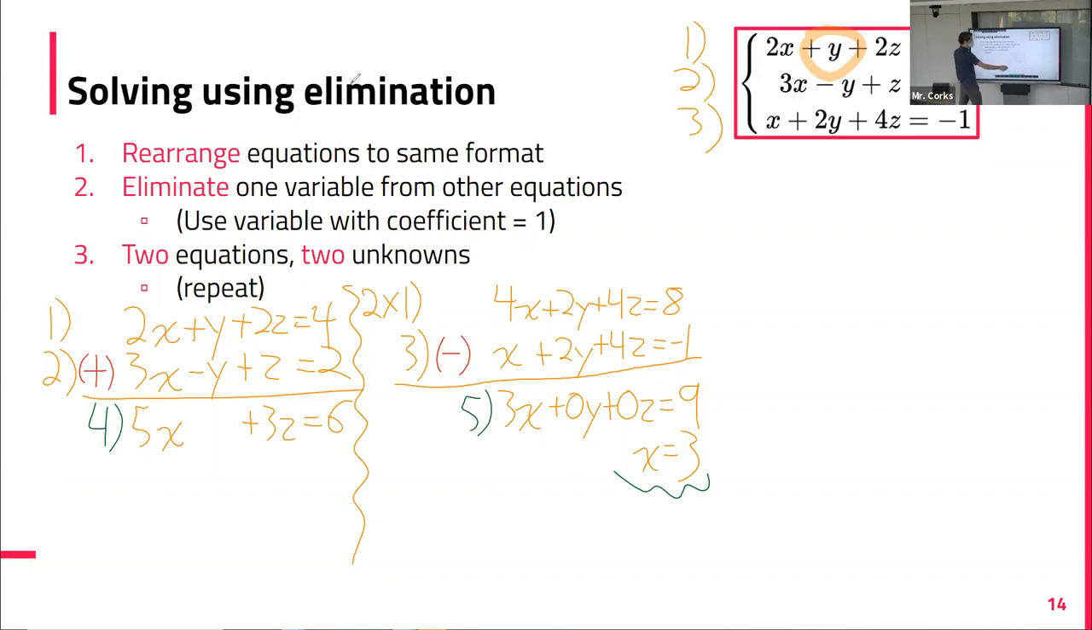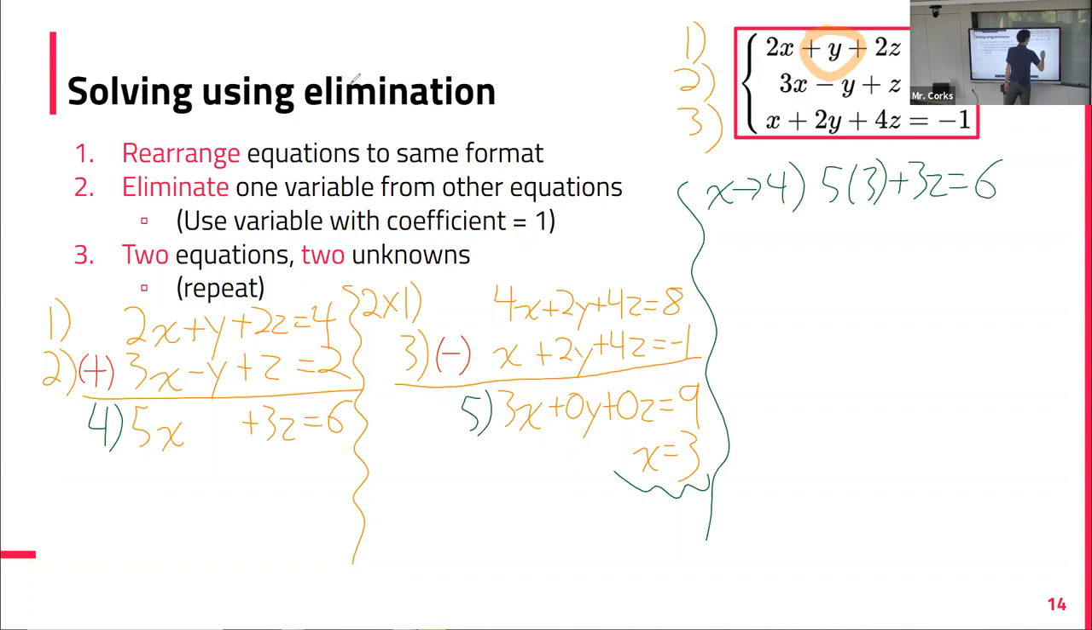All right, so x is equal to 3. Then we'll just take that and substitute back into all the other ones and solve that way. So let's take our x is equal to 3, and we can substitute that into equation 4. So x into equation 4. So 5 times 3 plus 3z equals 6.